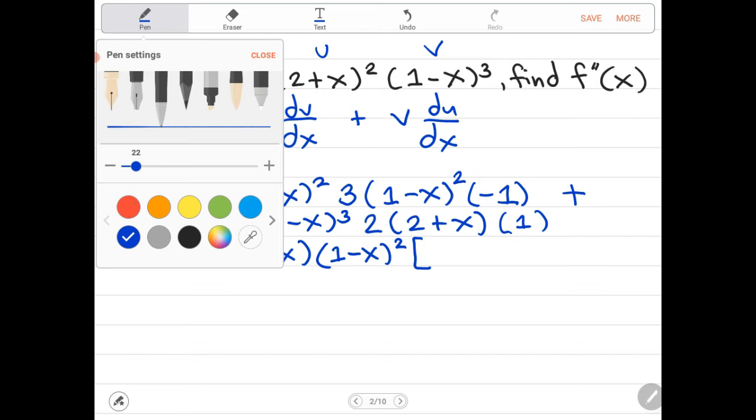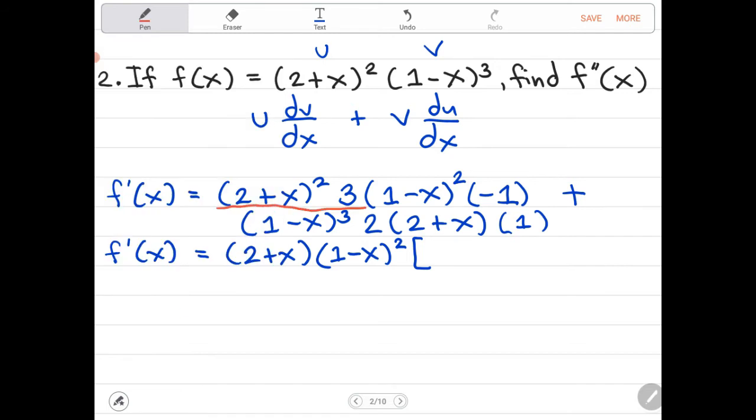Then what will be the remaining? So for the first term, ito, we factor out 2 plus x. So the remaining will be 2 plus x, because the exponent of 2 plus x here is 2. Then the 3, okay? Or that is, this is 3 and negative 1. So we can say that that is negative 3. Then 1 minus x squared. So we already factored it out. So this will be the remaining for the first term.